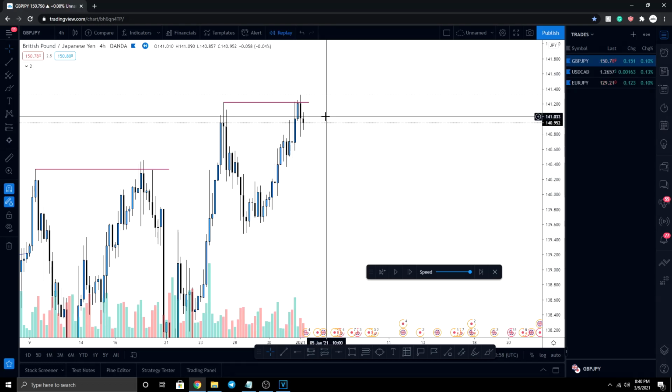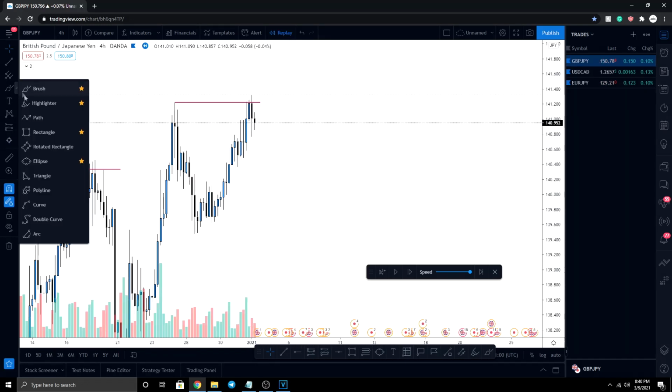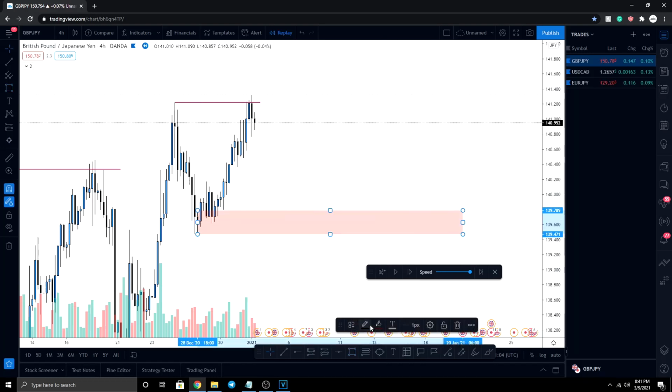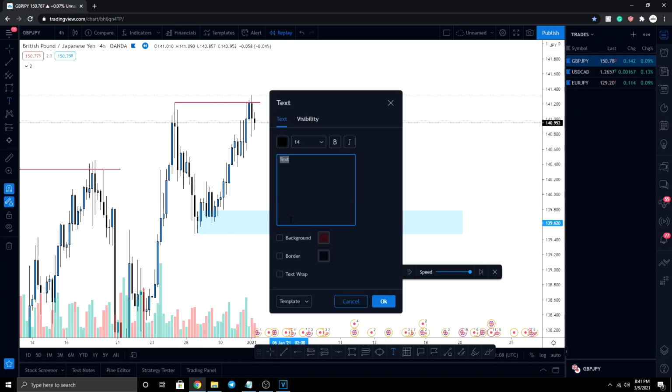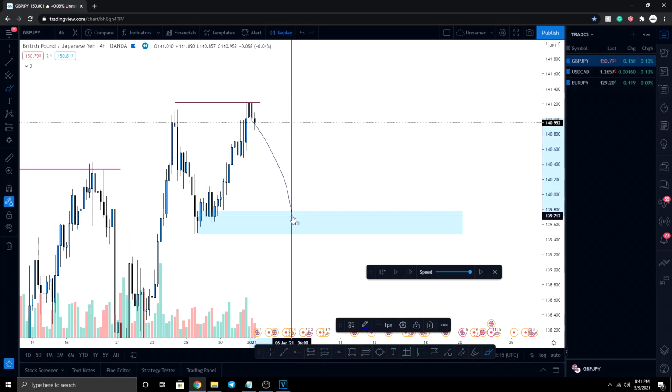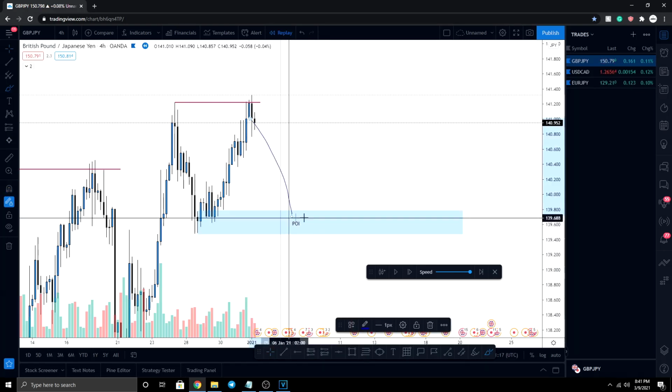So now that we broke structure, all that's left is for the market to retest the original area that ended up expanding, right? So now that we have our area of interest, this is going to be our point of interest right here. All we're doing is waiting for price to come back, retrace into the zone. You can call this your order block, demand zone, doesn't matter.